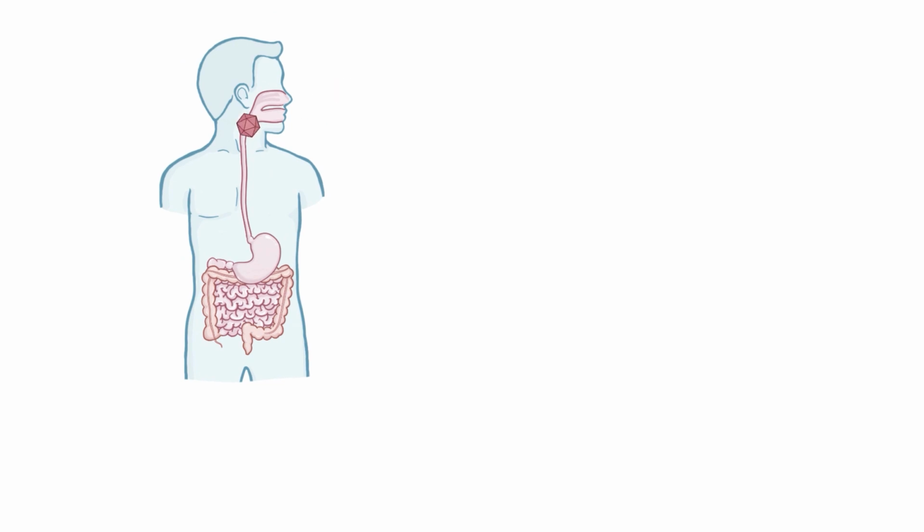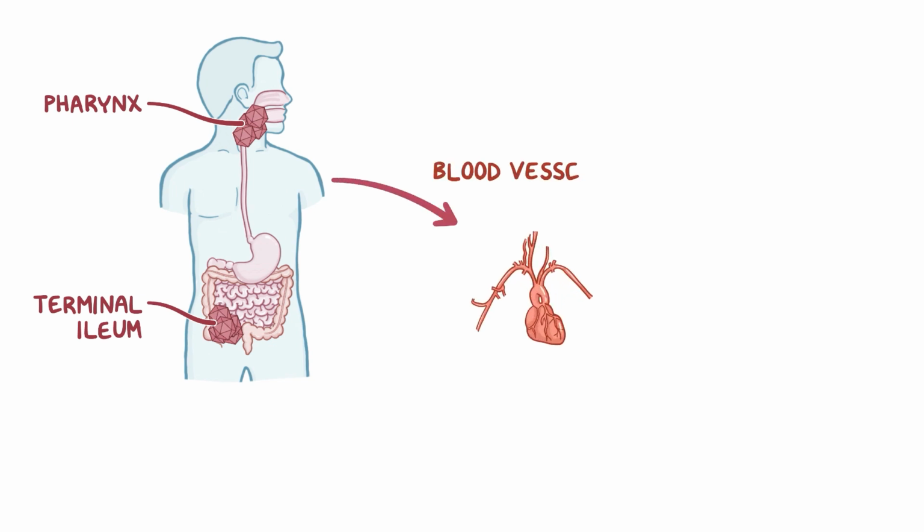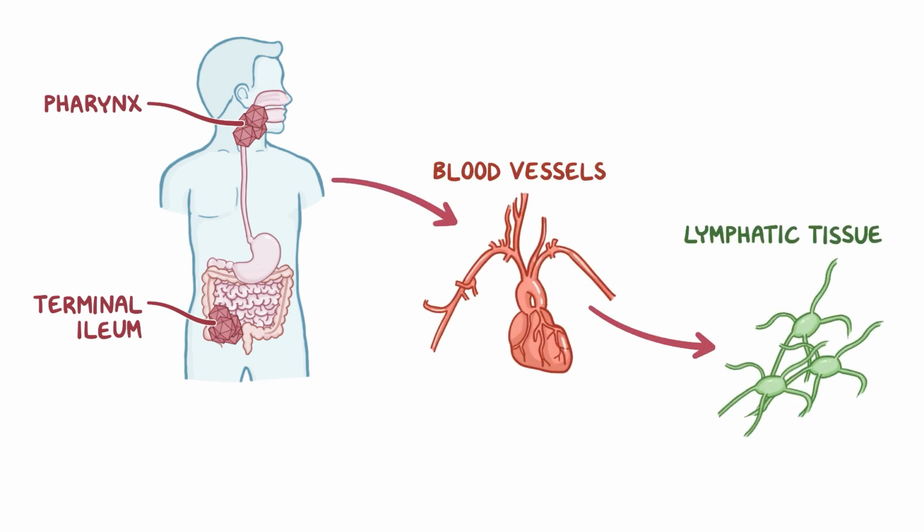After it enters the body, the virus first replicates in cells of the pharynx and terminal ileum. From there, the virus enters blood vessels and travels to lymphatic tissue throughout the body. This initial viral presence in the blood is called minor viremia because it's a relatively small amount of virus.